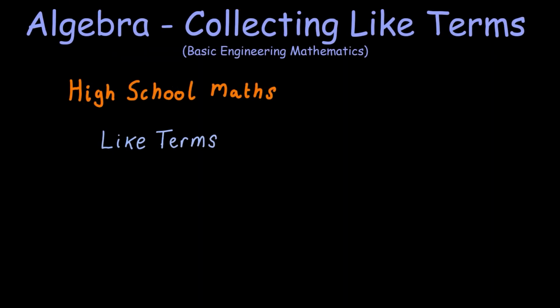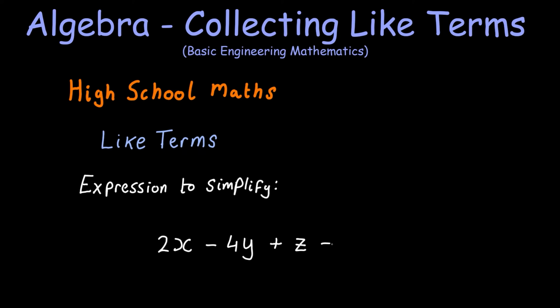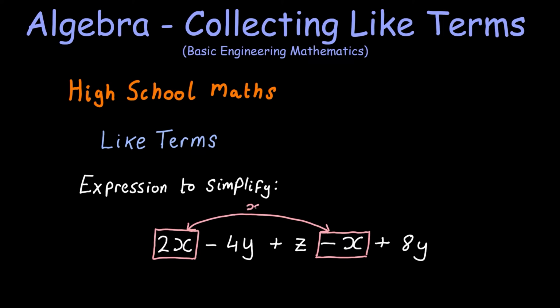Sometimes expressions can have a number of different terms with exactly the same variables, and these are called like terms. Let me show you some examples. So this example here, 2x minus 4y plus z minus x plus 8y, has two different like terms. The 2x term and the minus x term are like terms because they have the same x variable. The same is true for the minus 4y and the plus 8y terms. These are like terms as well because they both contain a single y variable.